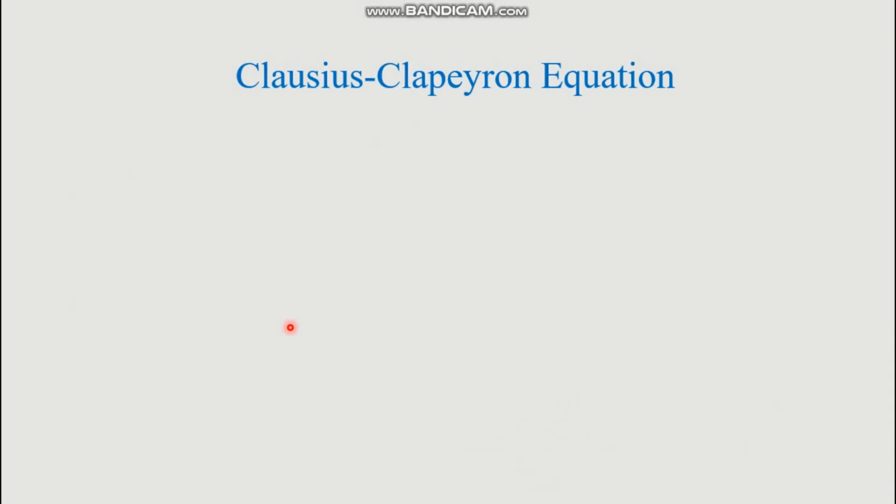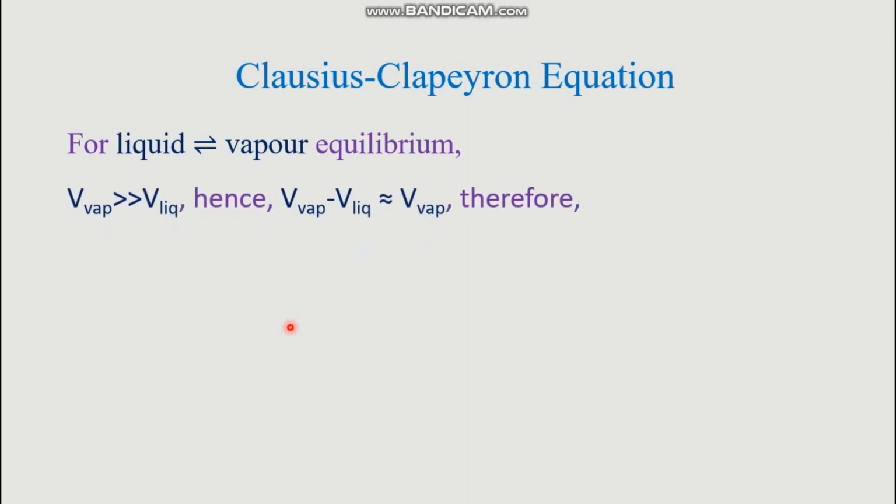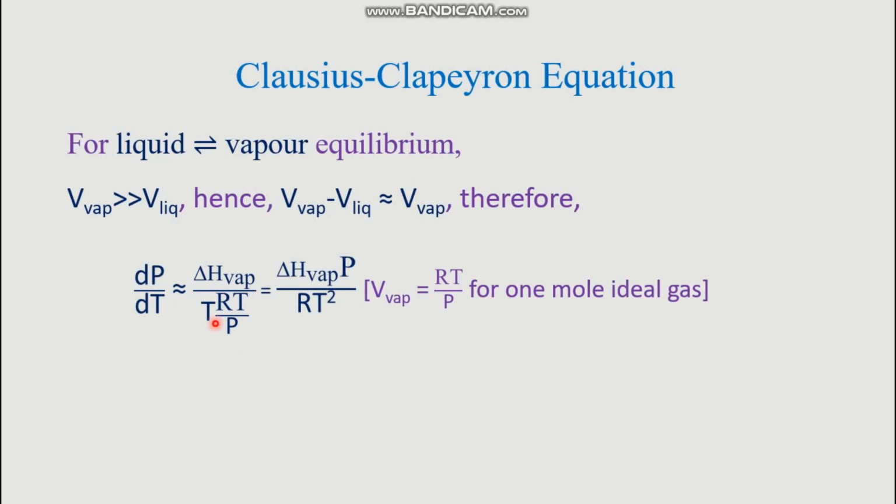Now move on to the Clausius-Clapeyron equation. This is a special case, and for a liquid-vapor equilibrium, we know that the volume of the vapor phase is very much greater than that of the liquid phase. In that case, the difference may be written as only the volume of the vapor phase. In that case, the denominator takes this form, T into (V2 minus V1), that means T into V2 actually. V2 means volume of the vapor phase. And if this vapor behaves ideally, then it can be replaced by RT/P, and finally we get the form dP/dT equals delta H vaporization into P divided by RT squared.